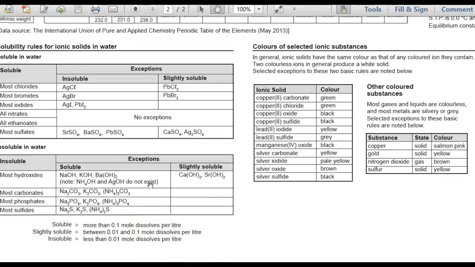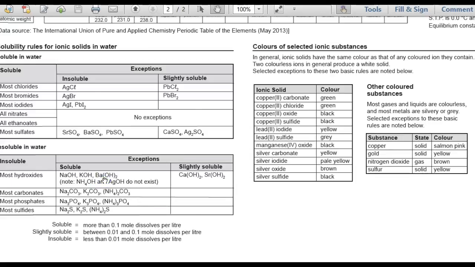So if we use that table, the second table, here we go. These are all the insoluble anions. So you have most hydroxides, most carbonates, most phosphates, and most sulfides that are insoluble, with the exceptions of these. So any sodium salts, it doesn't matter, sodium ions will always be soluble in solution. You can pretty much be sure of that. And same with potassium, and ammonium tends to be quite soluble also.